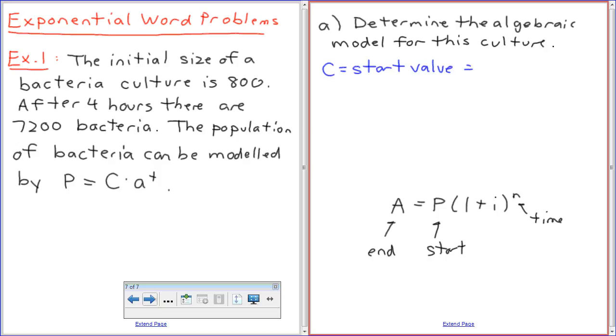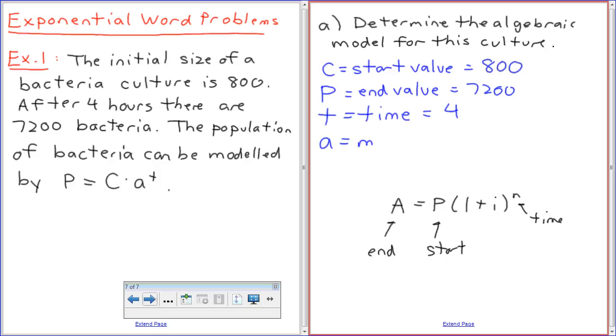Okay, what's my C value in this case, please? What's the starting value? 300. P is going to be what? What's P going to be in this case? In English, and then what the number is going to be. P is going to be the end value, and it's going to be 200. T is going to be time, which is this 4, and A is going to be your multiplier.